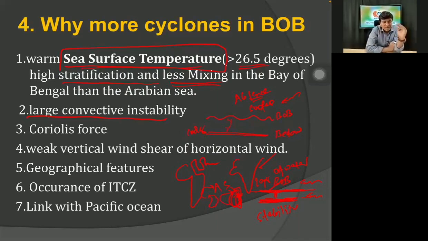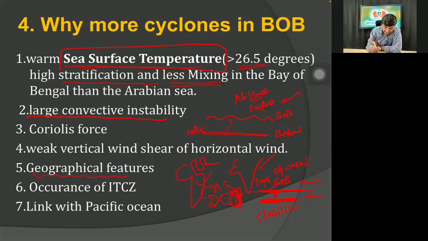So, point number one: there is stratification of water in the Bay of Bengal, less mixing of water, high surface temperature, and less air or wind disturbance. Due to this, more cyclones originate in the Bay of Bengal as compared to the Arabian Sea. Another point is that the Bay of Bengal has a larger size as compared to the Arabian Sea. Because of these points, the Bay of Bengal will have more cyclones. And even the geographical features, I have already shown. So these are the geographical features.